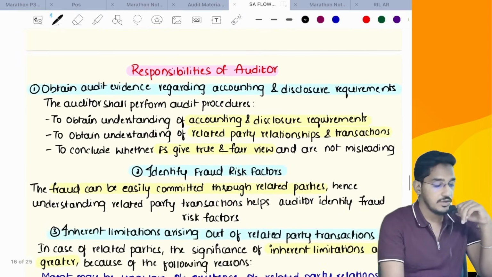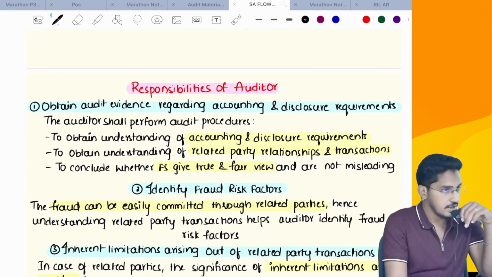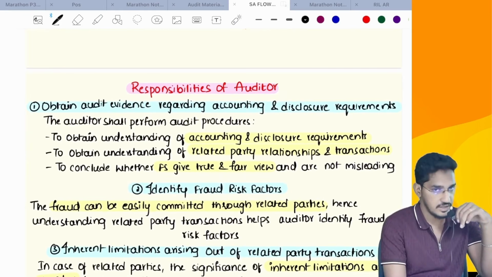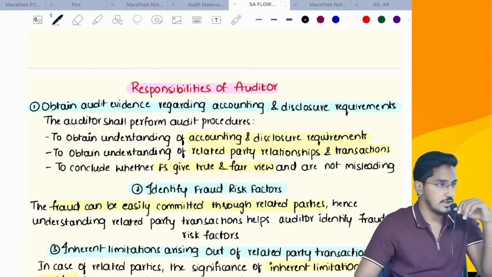Next. So what will be the responsibilities of an auditor? As an auditor, if you came to know that your client is having related party relationships or related party transactions, what responsibilities are you required to fulfill? Number one, first you have to obtain audit evidence regarding accounting and disclosure requirements.